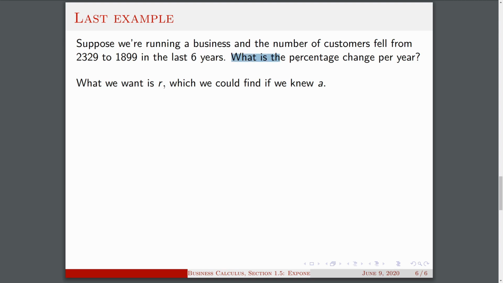And let's be clear on what we're being asked here. We're asked for the percentage change per year. Well, remember what that is. That's R. That's the rate expressed as a percentage. Okay, that's the annual percentage rate. That's R. So we want to find R. And we know that we have a formula that gives us R when we have A. R equals A minus 1. And we also know that this is the initial value of the function. So let's write that down.